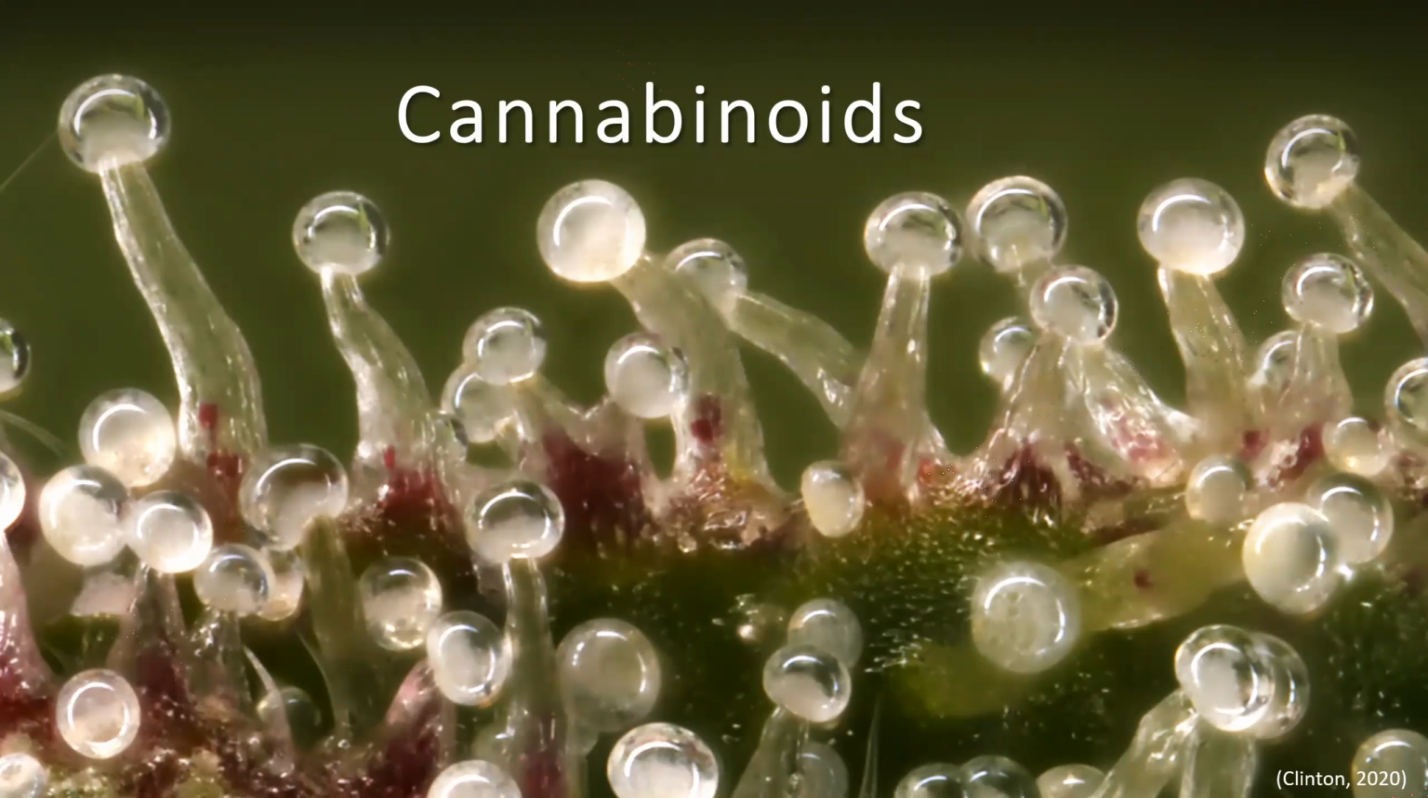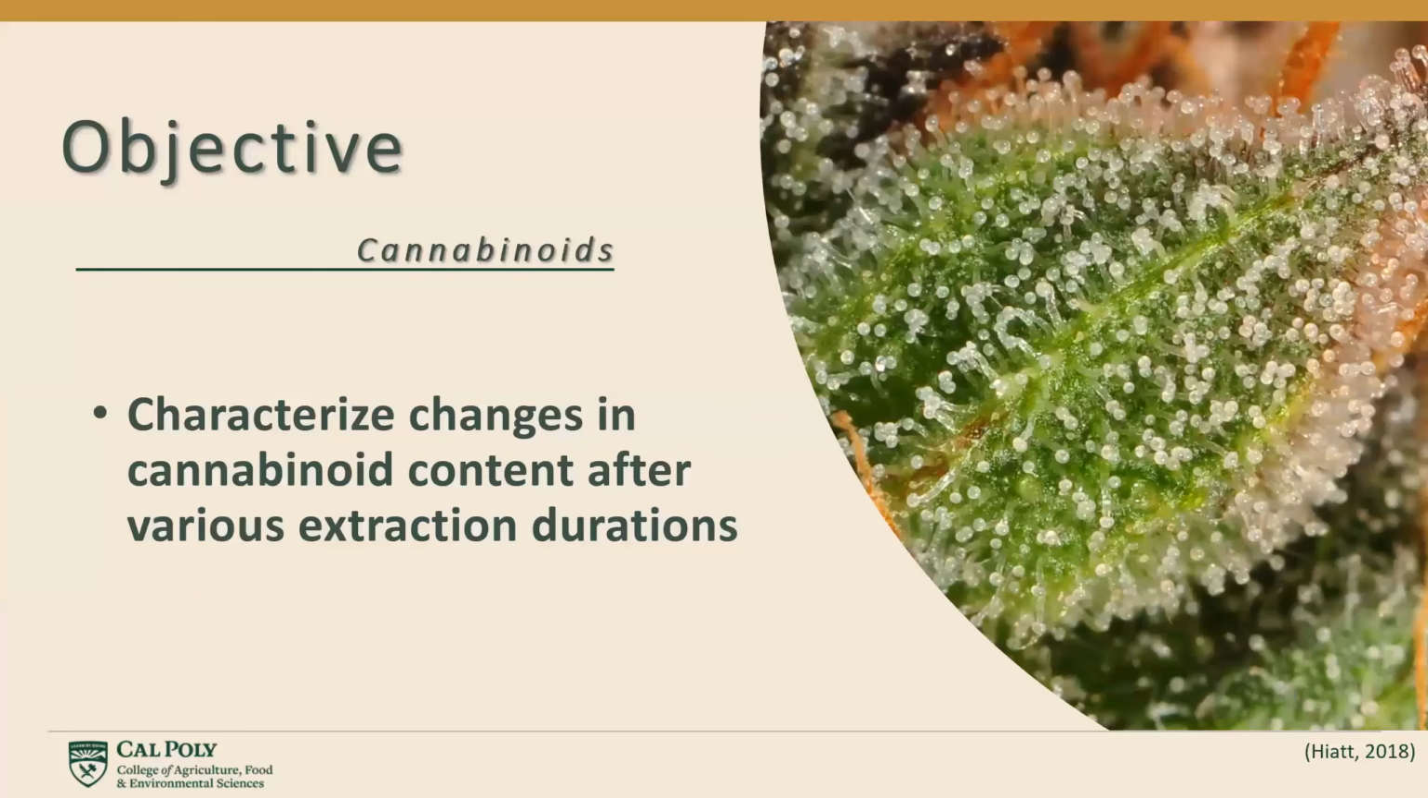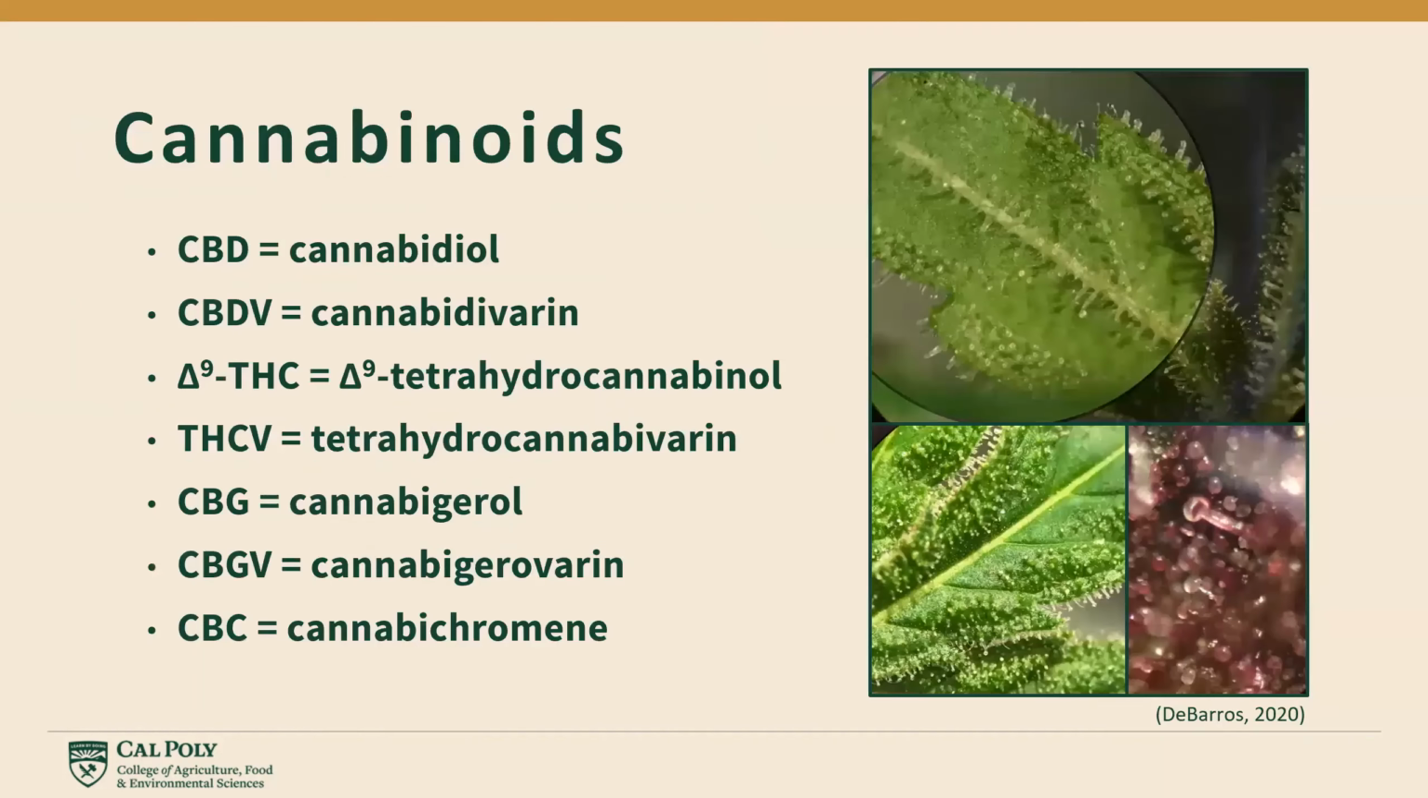These trichomes serve as secretory vessels and are biochemical manufacturing sites for the cannabinoids. The objective of the cannabinoid study was to characterize changes in cannabinoid content after various extraction durations. The cannabinoids we looked at were CBD, which is cannabidiol, commonly associated with hemp. We also looked at CBDV, which is a minor cannabinoid gaining a lot of traction in the hemp industry.